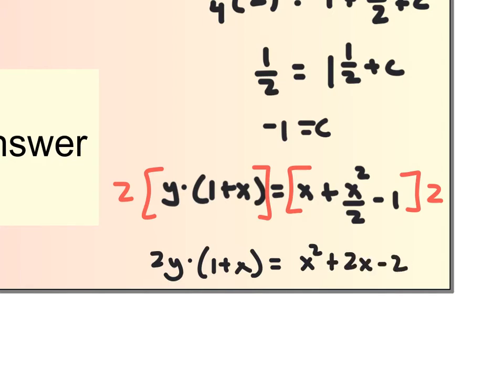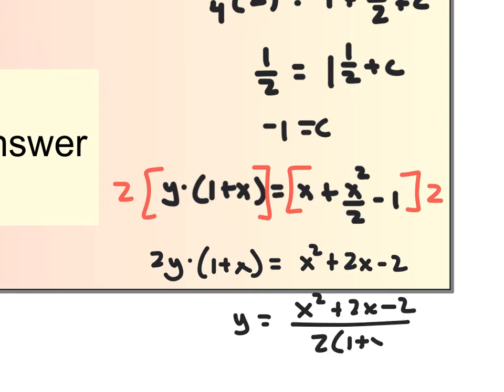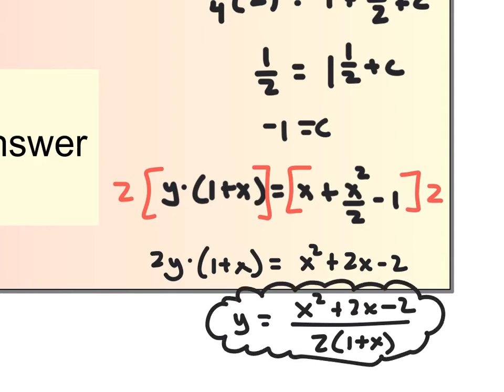And therefore, if I divide both sides by 2 times the quantity 1 plus x, I get y equals x squared plus 2x minus 2 over 2 times the quantity 1 plus x. Wouldn't that be great if the numerator factored out and had an x plus 1? That would be pleasant, but it doesn't. So there you go, there is our particular solution to that initial value problem. Let's do one more.